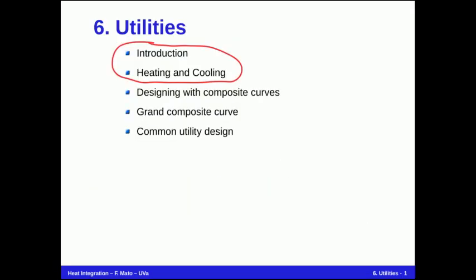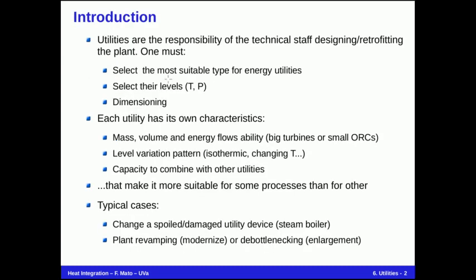Hi all, today we're going to start with Unit 6, Utilities, treating the way that we heat and cool industrial processes. Utilities are the responsibility of the technical staff designing or retrofitting the plant. This staff must select the most suitable type of energy utility to choose, whether you're going to use steam or flue gases from a turbine.